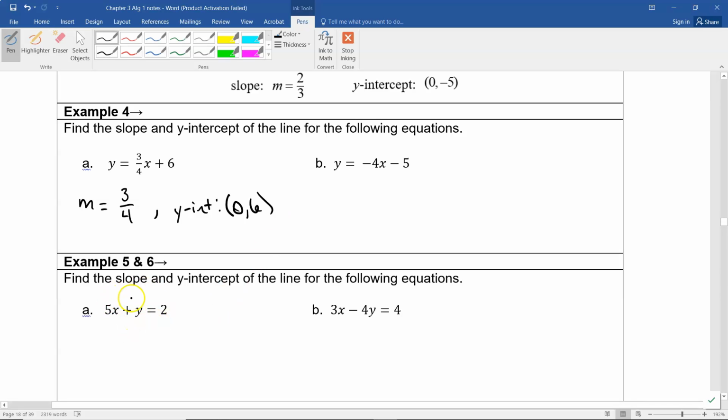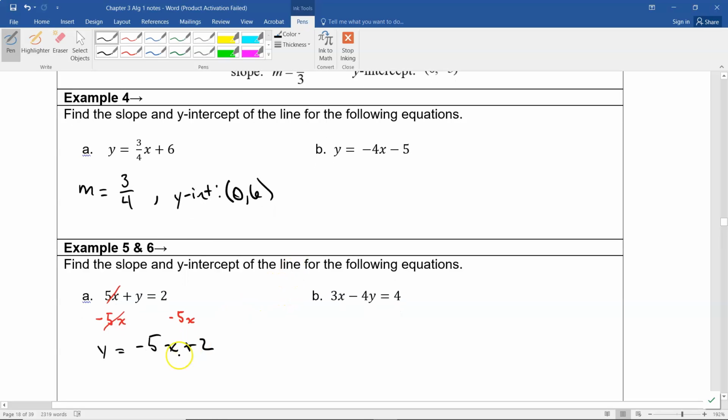Okay, so in 5a, what you have to do is rearrange this equation. First we're going to subtract 5x on both sides of this equation, so that these cancel out. We're left with simply y is equal to -5x plus 2. So our slope is m equals -5, and the y-intercept is 0, 2. That's how you deal with those types. So I'm going to pause the video now and go ahead and try to solve part B.